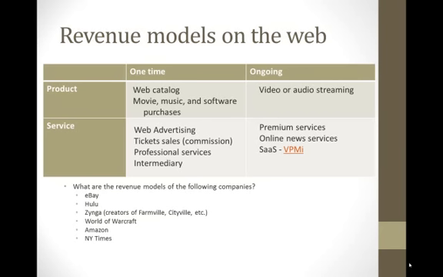So go through the rest of these. There's Hulu, and Zynga, which is kind of the creator of Farmville and Cityville. Try to figure out what they are doing to make money. Where is their revenue coming from? Some of you may have heard of World of Warcraft. Amazon has a special place in my heart because they do more than one. See if you can figure out which ones. New York Times, and so on.